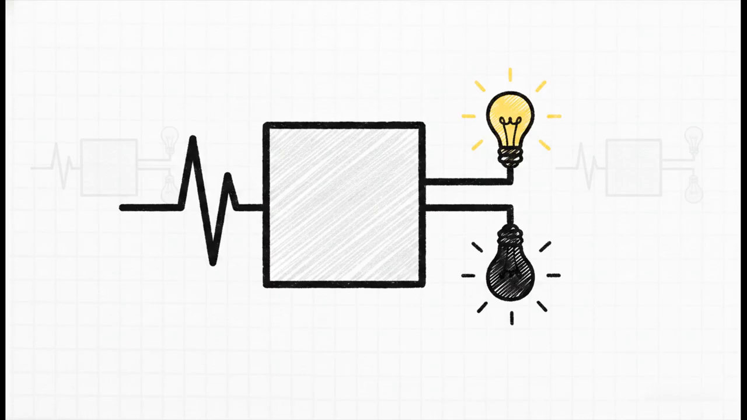But here's a cool bonus. It also outputs the exact opposite value at the same time, known as Q bar. And getting this inverse output for free is a massive advantage for engineers because it saves them from having to build extra separate NOT gates later on.